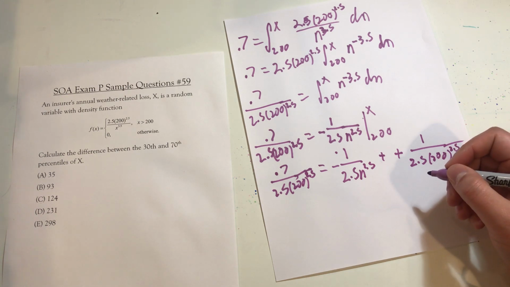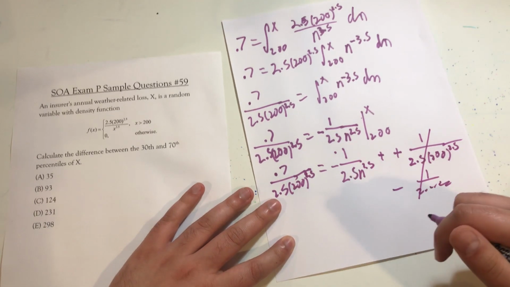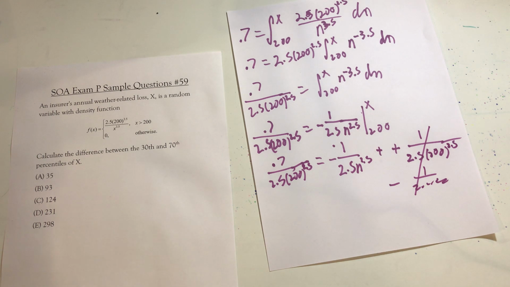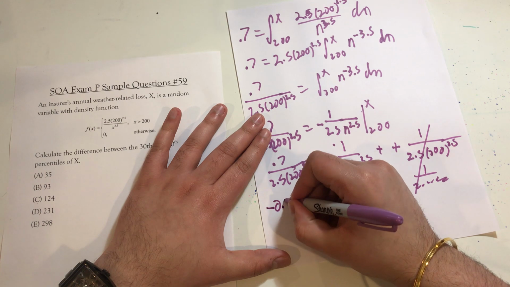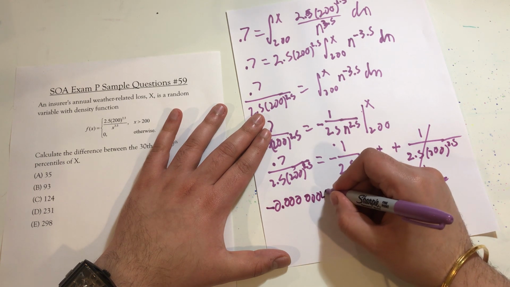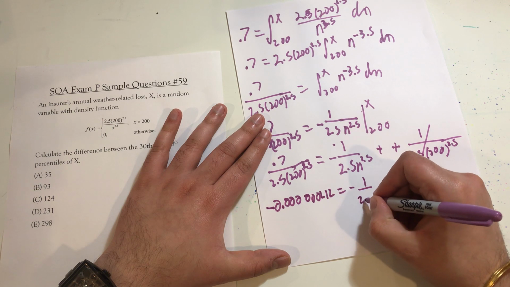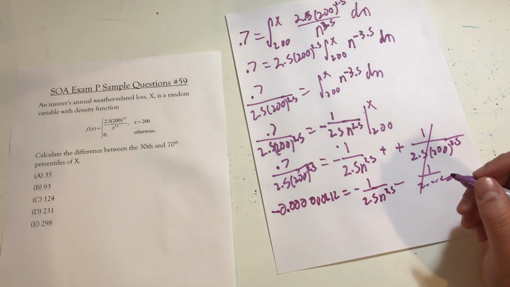Now I'm going to subtract 1 over 2.5 times 200 to the 2.5 from both sides. That's going to cancel here, and I'm going to begin to compute that right now. So 0.7 over 2.5 times 200 to the 2.5, minus the 1 over 2.5 times 200 to the 2.5. And I get a negative 0.000000212, which equals negative 1 over 2.5 n raised to the 2.5. I'll multiply by negative 2.5 on both sides.